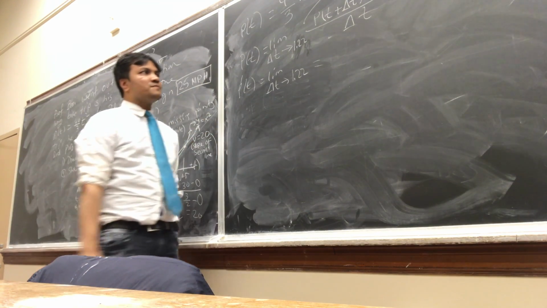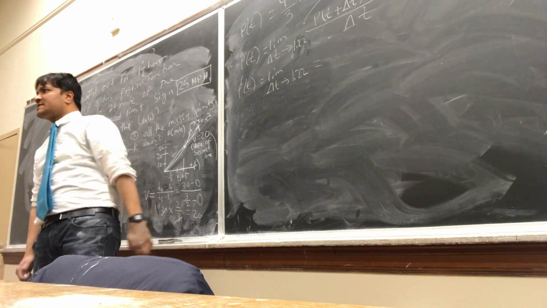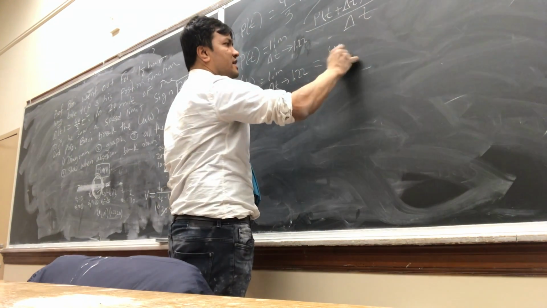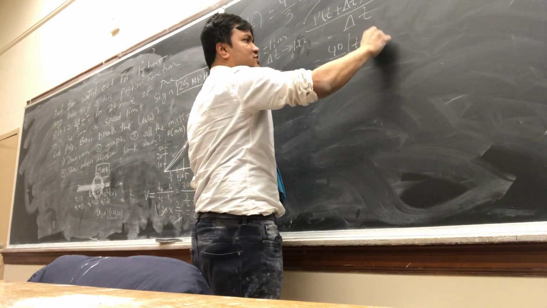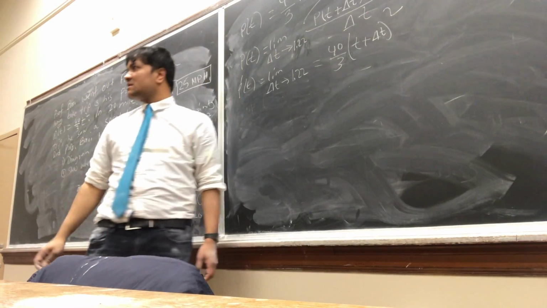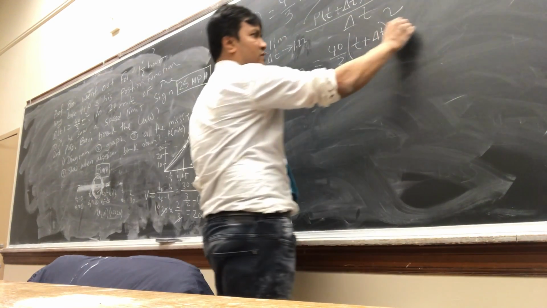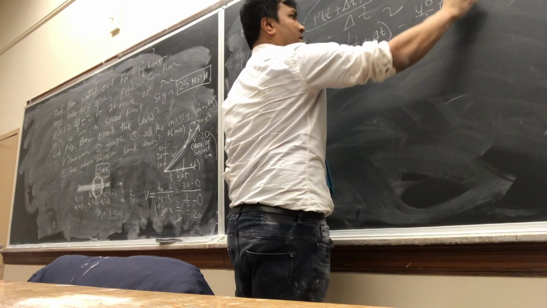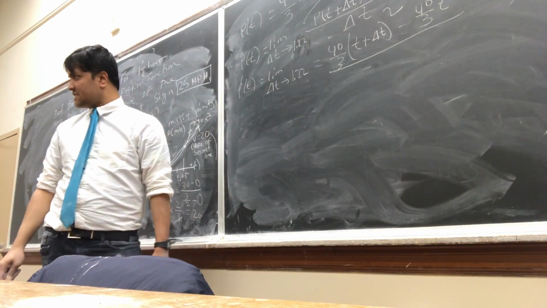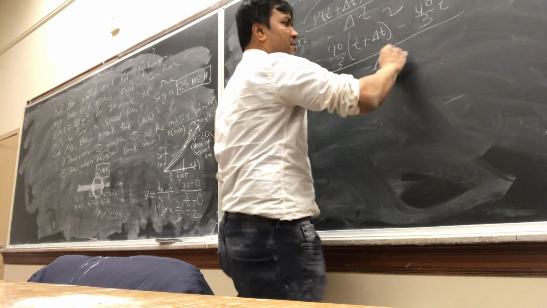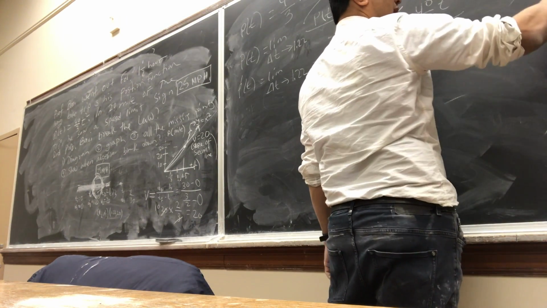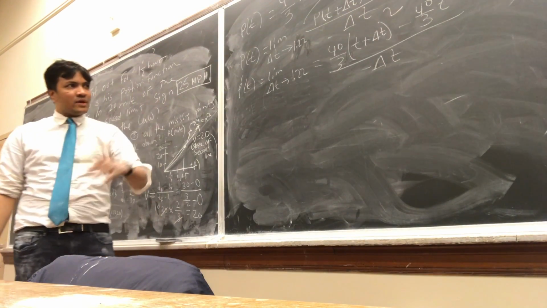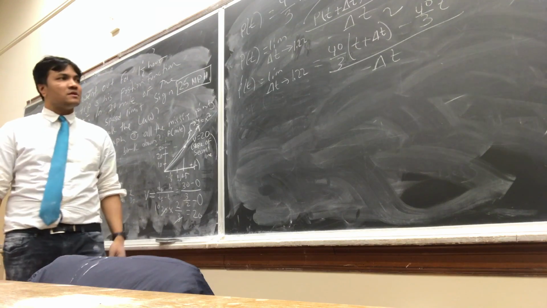So then what are you going to do? What is waiting to be replaced? T is waiting to be replaced. So 40 over 3 times t plus delta t squared, minus 40 over 3 t squared, same idea, over delta t. In physics it's delta t; in math, h, but h is the default. What are you going to do now?